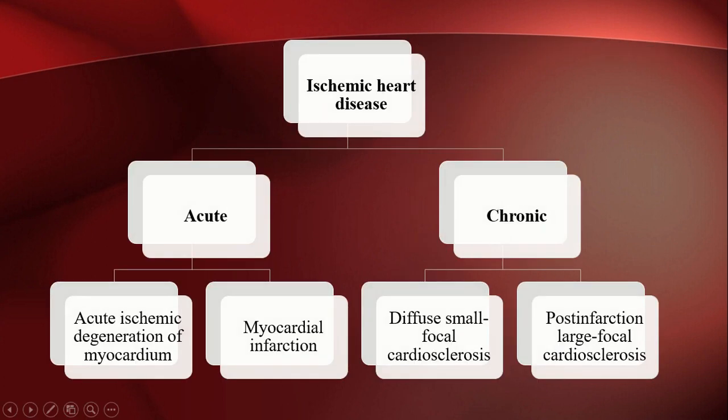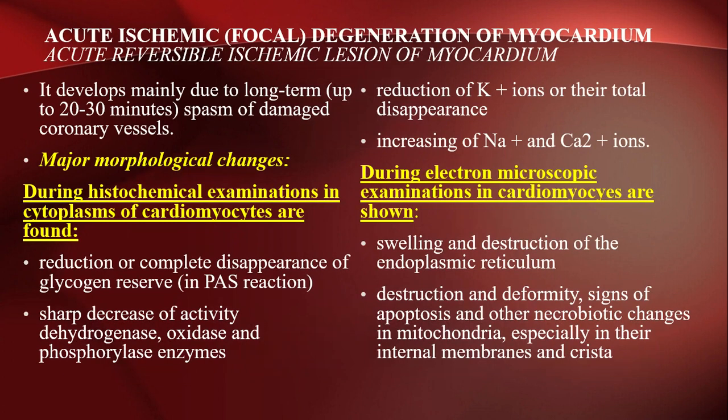The classification of the ischemic heart disease: there are acute and chronic ischemic heart disease. Acute ischemic heart disease is also divided into two diseases. The first, acute ischemic degeneration of myocardium, and myocardial infarction. Chronic is also divided into diffuse small focal cardiosclerosis and post-infarction large focal cardiosclerosis. Acute ischemic degeneration of myocardium, or the acute reversible ischemic lesion of myocardium, develops mainly due to long-term, up to 20-30 minutes, spasm of damaged coronary vessels.